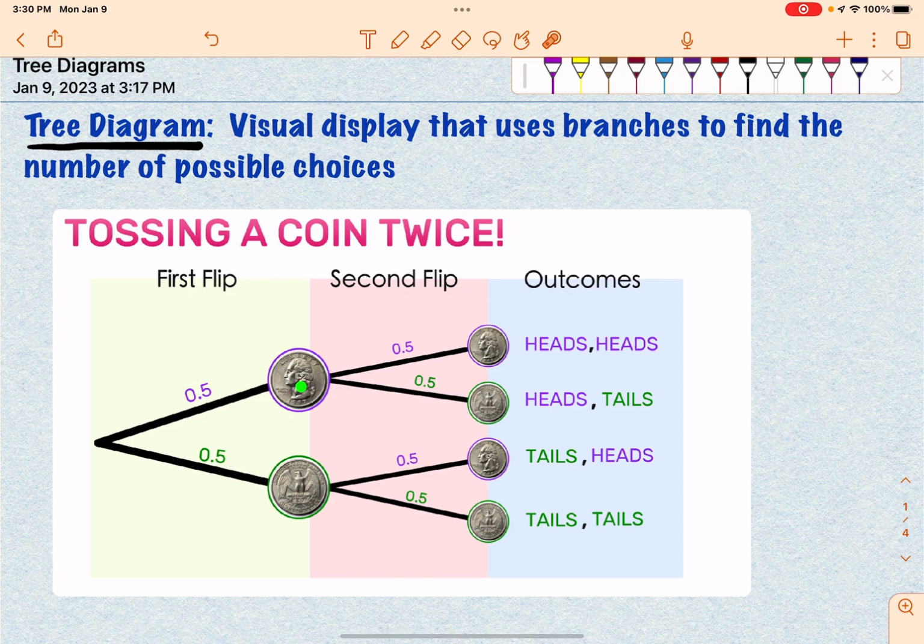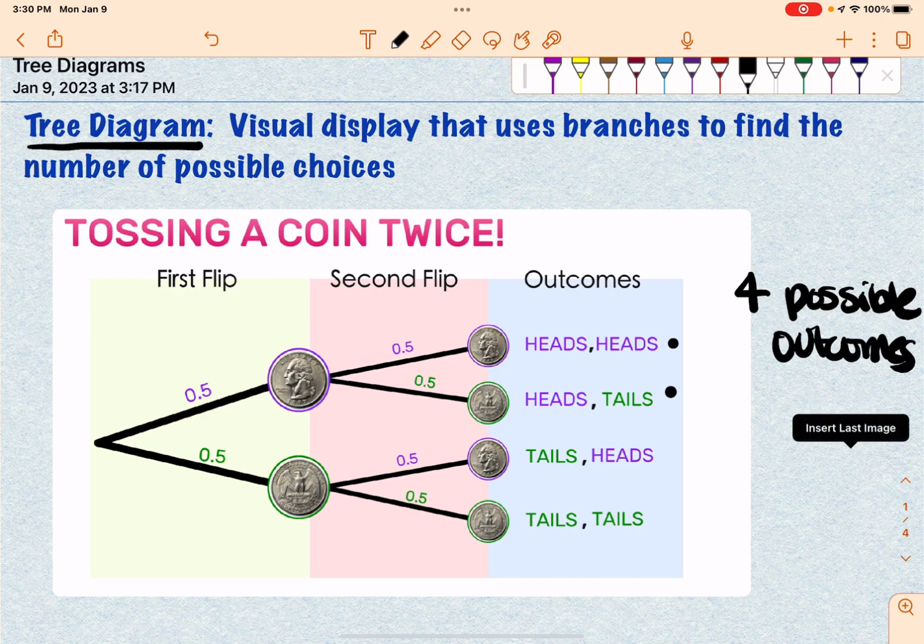So if I go here, I'm going to have flipped heads and then I flip heads again. If I'm going here to here, I'm going to flip heads and then I'm going to flip tails. Now down here, if I flip tails, I can either flip heads or tails. So tails and then heads, and then tails and tails. So you can just see it's a way to count the possibilities. If I'm tossing a coin twice, I have 4 possible outcomes that could happen. So 1, 2, 3, and 4.